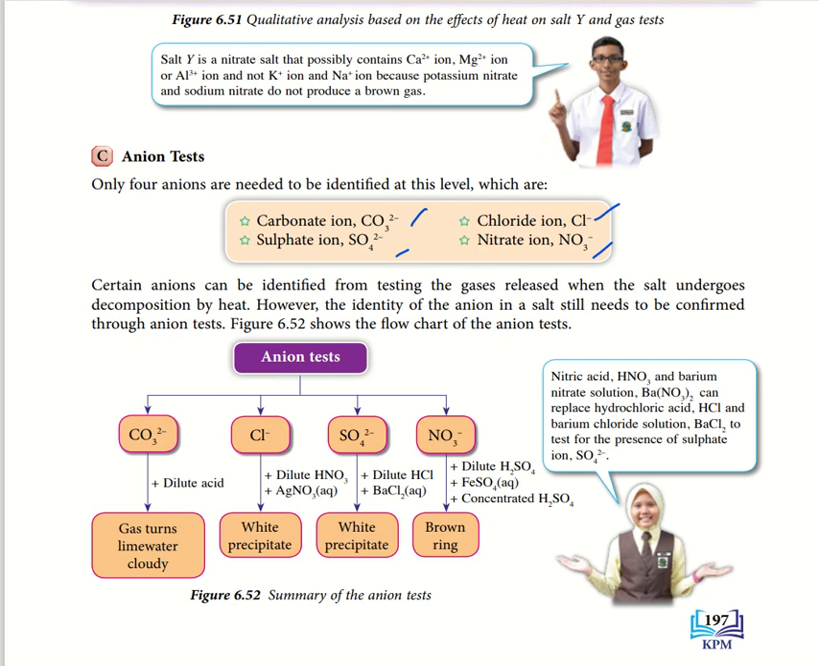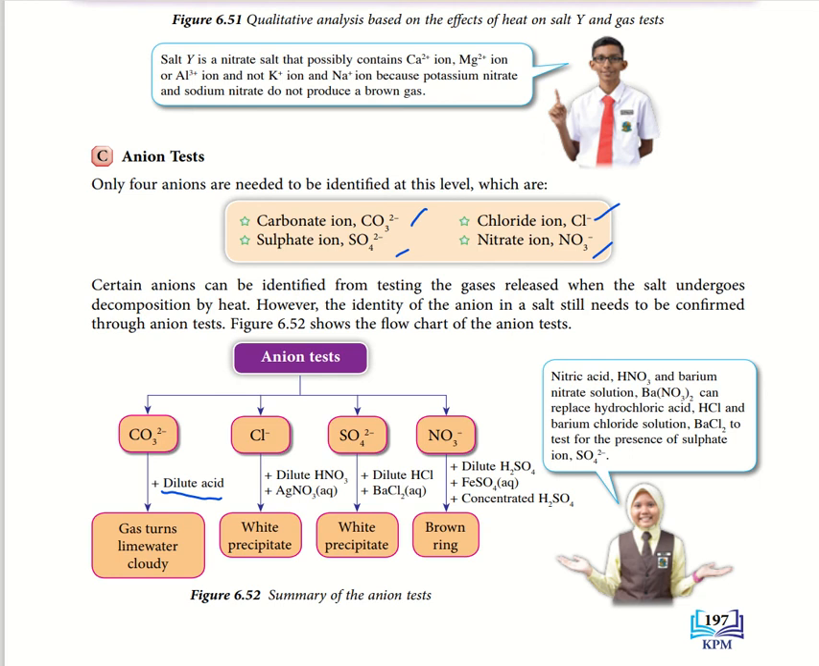So you have to take a sample of salt and then put it in a test tube, put some water, and then add, for carbonate salt, dilute acid, any acid. Maybe for carbonate you can use nitric acid or hydrochloric acid, any acid actually.